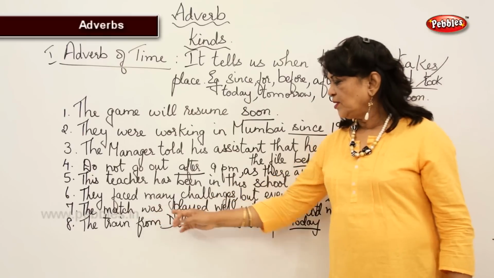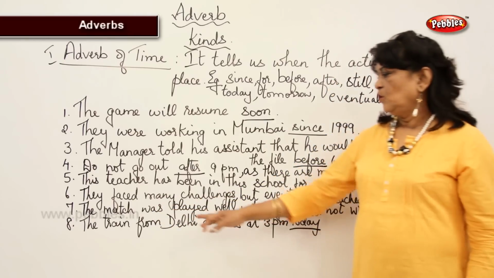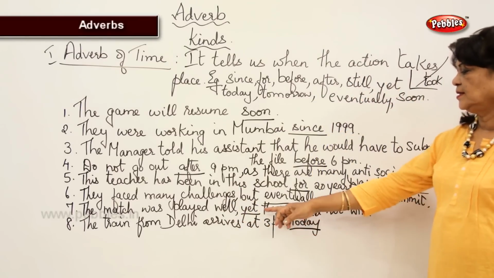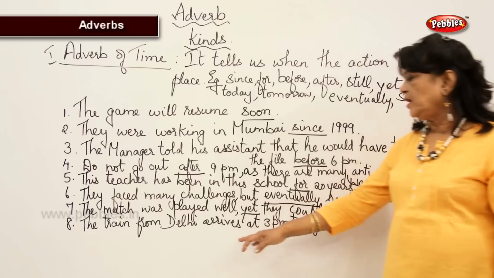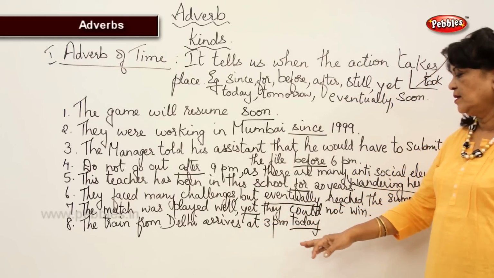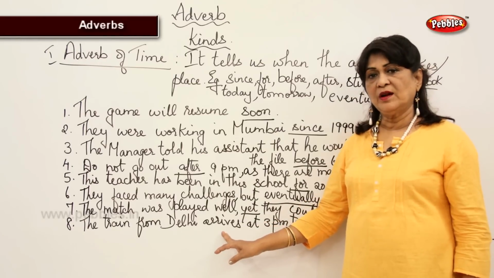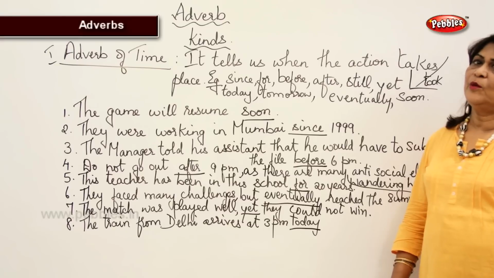Okay. The match was played well, yet they could not win. Was played is the verb and yet is the adverb. The train from Delhi arrives at 3 p.m. today. Arrives is a verb and today is the adverb of time.